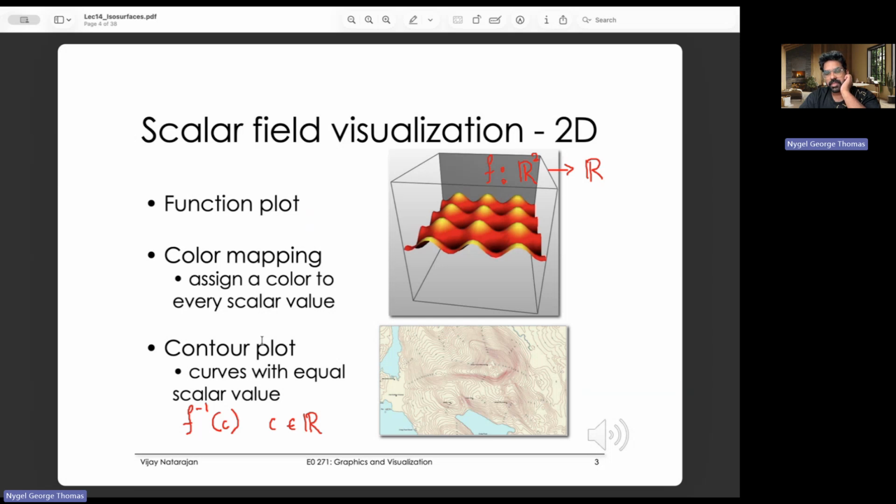Another very popular way of doing this, and an important way of representing 2D, is something known as contour plots. In contour plots, we find the locus of all points which gives a pre-image of a particular scalar value. For example, if C is a scalar value, we find the inverse of C, which in turn gives you the set of all points which have value C, and you plot them. Then you get the corresponding contour of that scalar value. So these three methods can be employed for visualizing 2D.